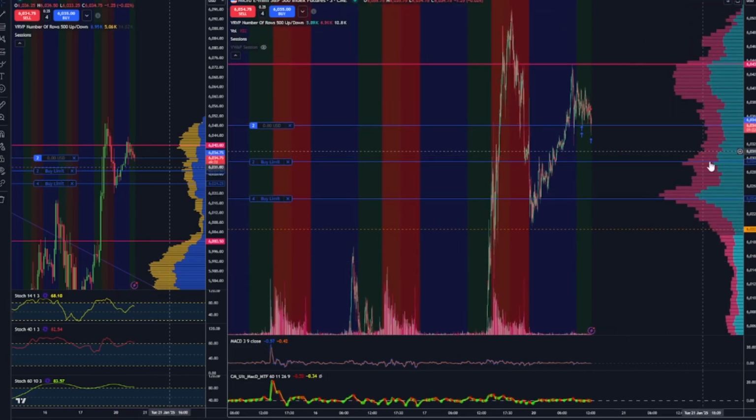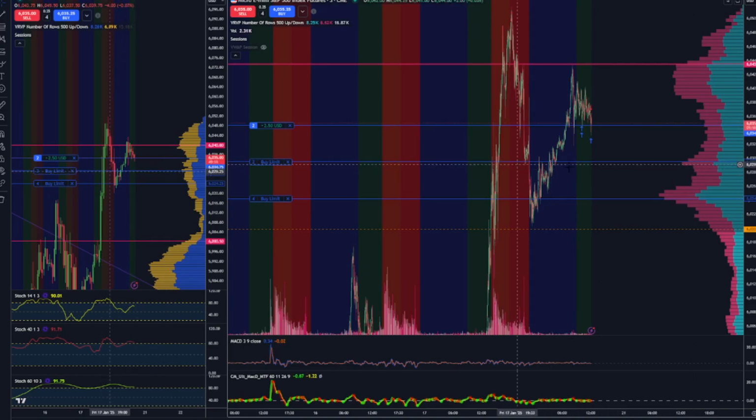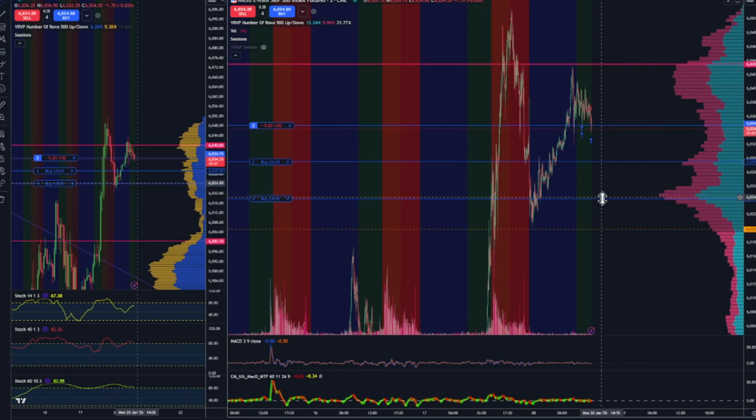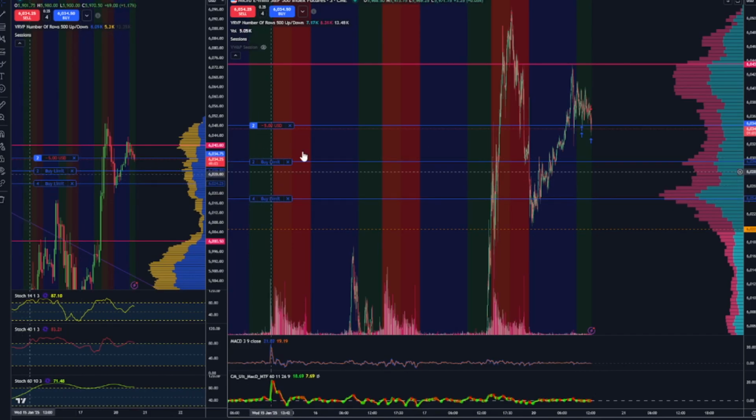I did set an order because of this volume node right here, this little spike. That means more people bought in this area, so it could be an area of support. I'm buying 2 more right there. I have an order set. And this bigger volume spike right here, around 60, 20, around 60, 25, I got an order for 4. I'll have 4 at this point.